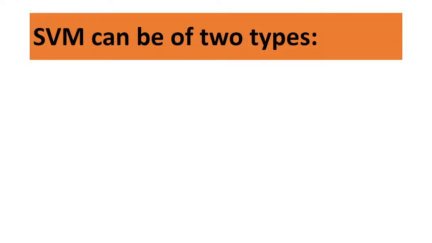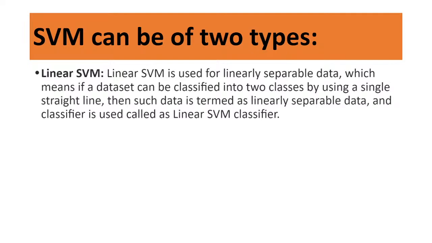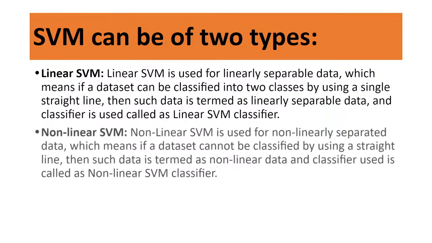Okay, support vector machine can be of two types. We can get two types of support vector machine: one is linear and another is non-linear. So mainly this time we talk about the linear support vector machine. Basically, linear support vector machine is used for linearly separable data, which means a dataset that can be classified into two classes by using a single straight line.